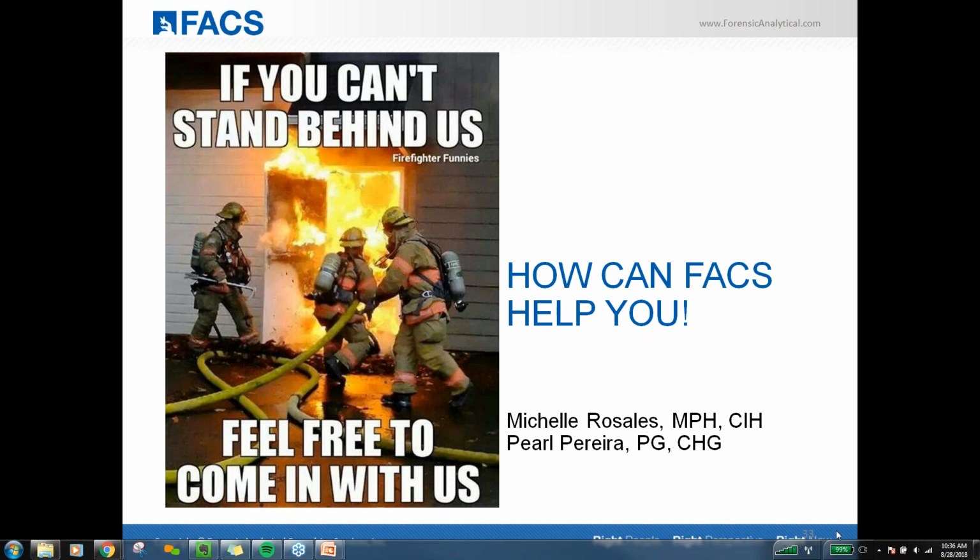So let's say, for instance, a hospital has very high filter efficiency filters in there.